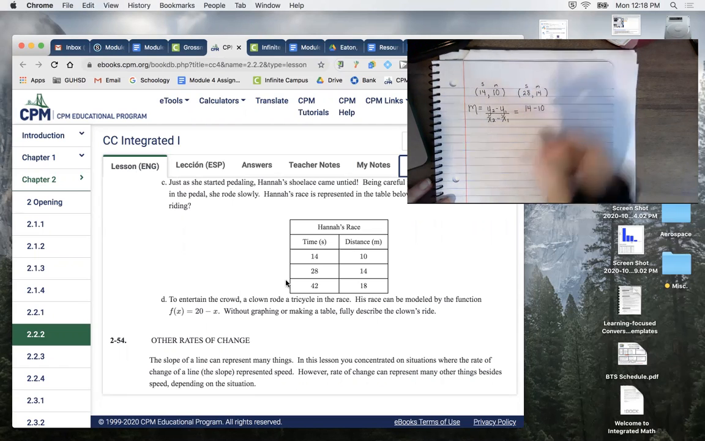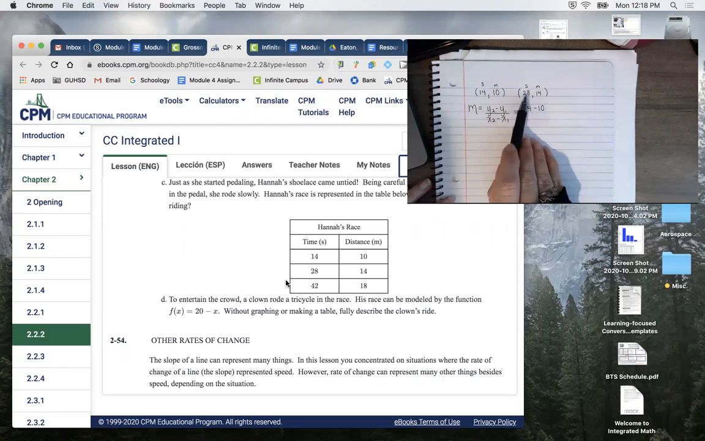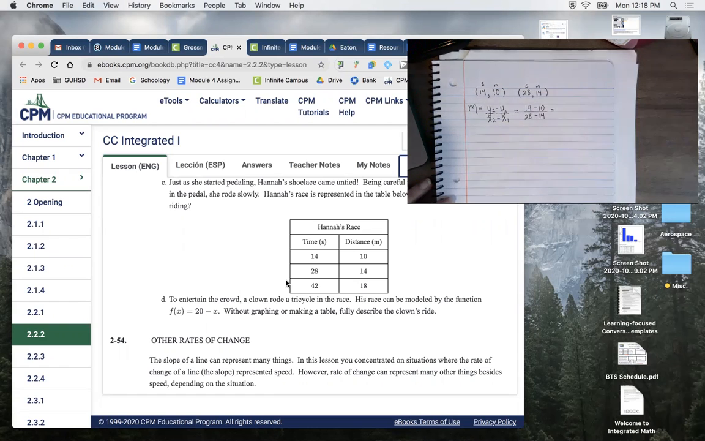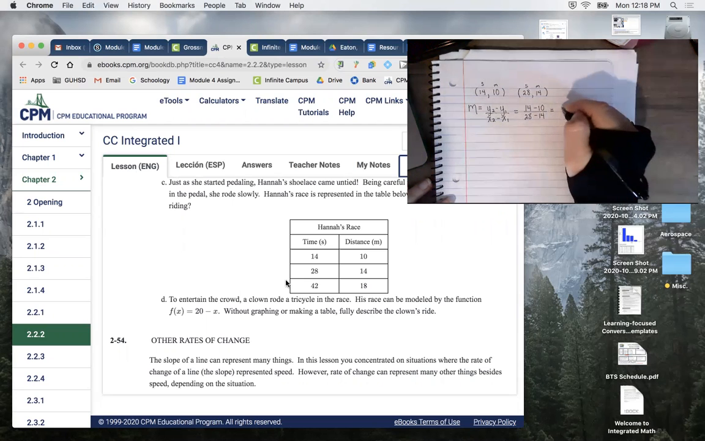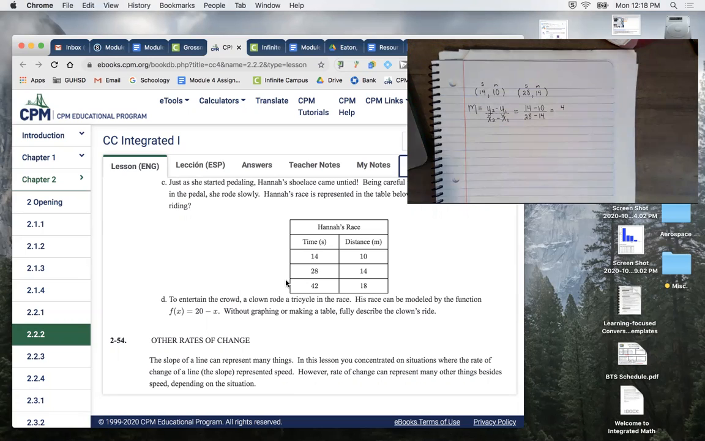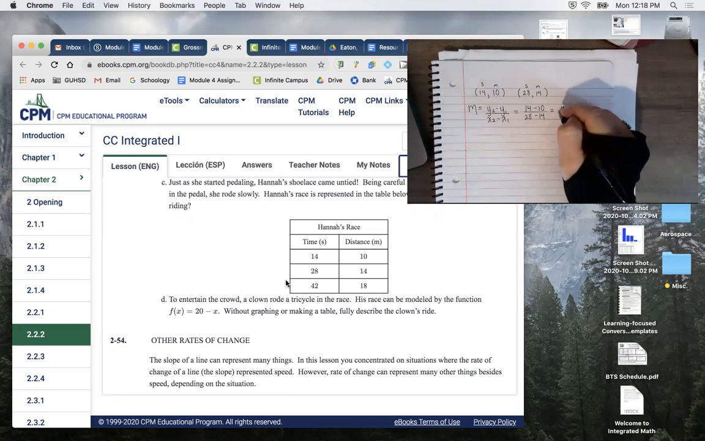Those are my y's, right? 14 minus 10. And now I'm going to subtract my x's, but I have to come back here since I use the 14. So I do 28 minus 14. The change in my y's over the change in my x's. So here we have 14 minus 10 is 4. I have 28 minus 14, which is 14.